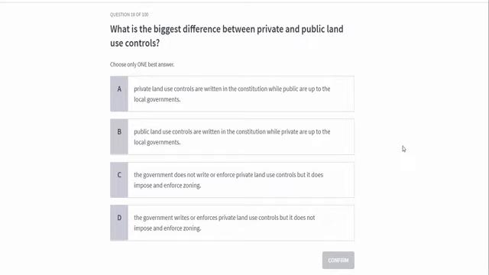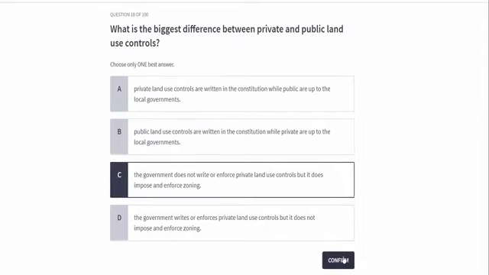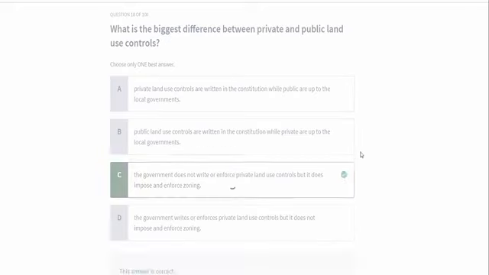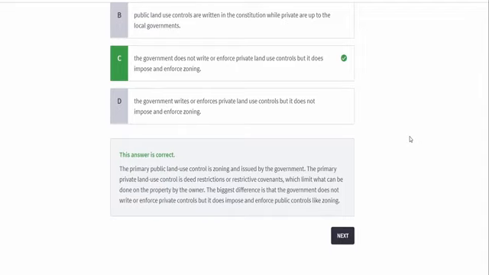So like usual, I'm going to give you guys some time to think about this one and come up with your answer. So go ahead and do that now. All right, so what is the answer on this one? It's going to be C. That's right. The government does not write or enforce private land use controls. Obviously, it does impose and enforce zoning. So let's talk a little bit about that.